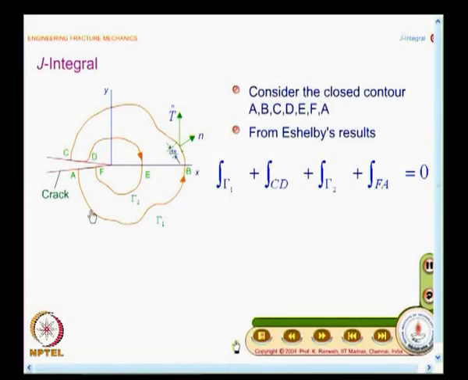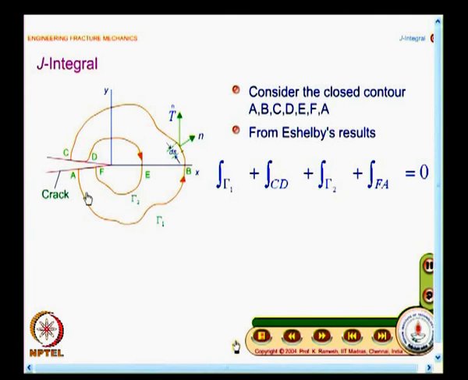And what is attempted to be shown in this is that the integral is also path independent. So, I have taken a path like this: a, b, c and to d and then come to e, f and then close it at a. And when you do like this, this is your Eshelby's integral.